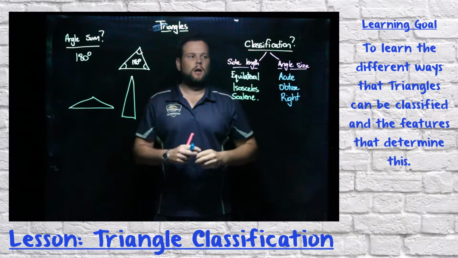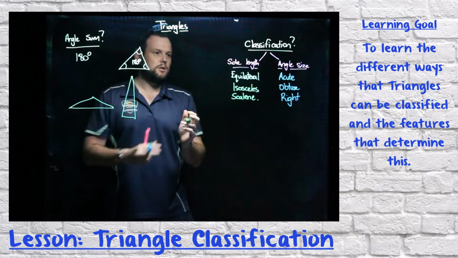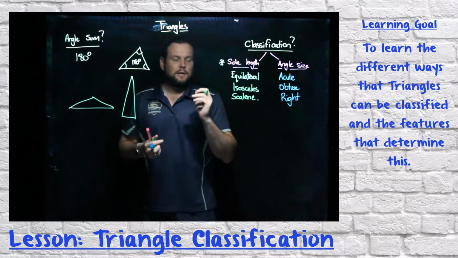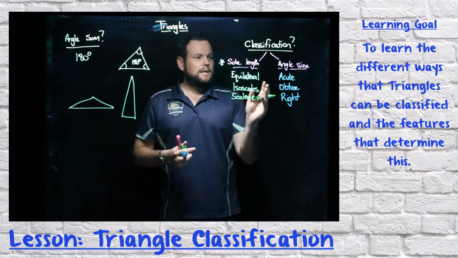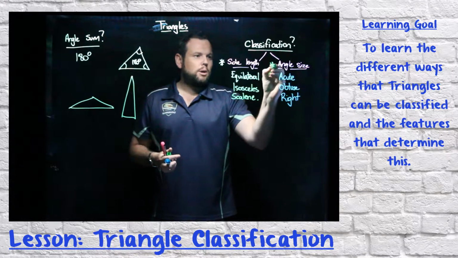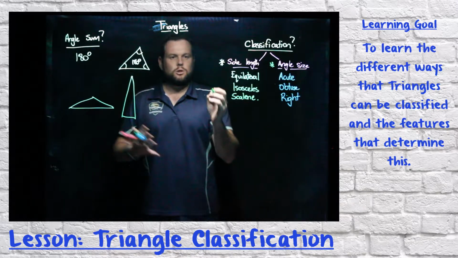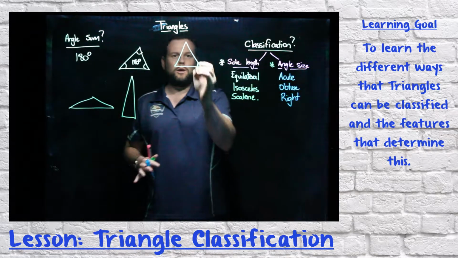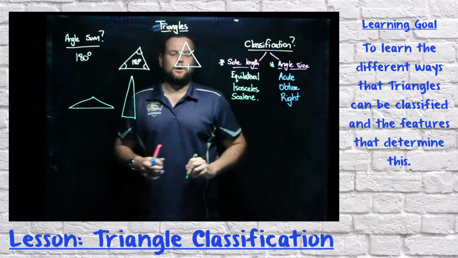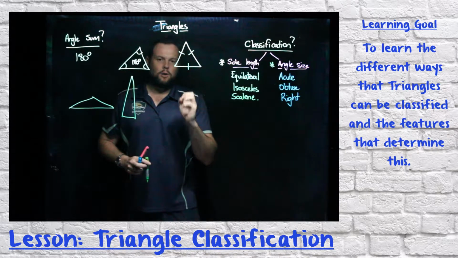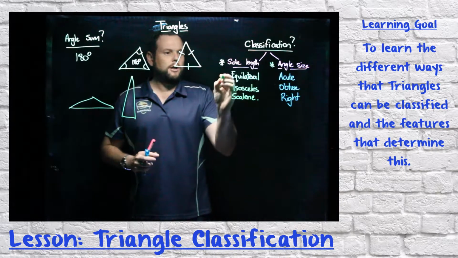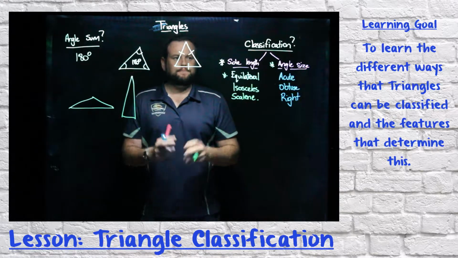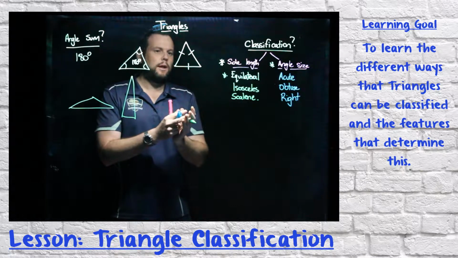We're going to start with side length because there's 2 different classification types. First, you can classify triangles by looking at the size of the sides. Next, you can classify triangles by looking at the size of the angles. So I'm just going to draw up probably a triangle that everyone's familiar with called an equilateral triangle. And an equilateral triangle, the reason why it's called an equilateral triangle is because all of the sides are the same length, okay?